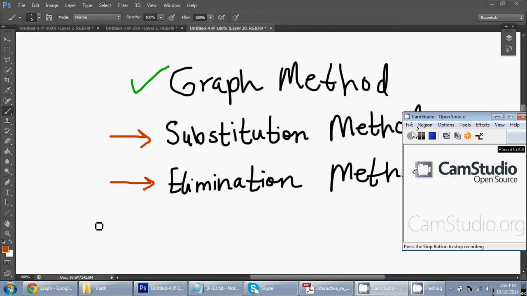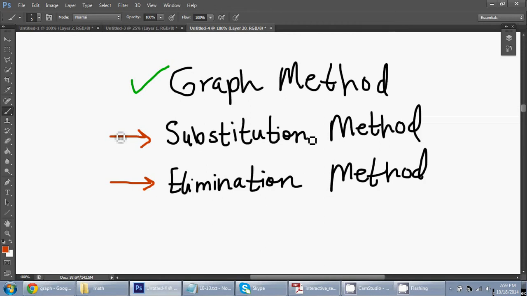So you already learned how to solve a system of linear equations by graphing, and now we're going to learn how to do it using the other two methods that you can. The first one is the substitution method, and that's what we're going to do here.